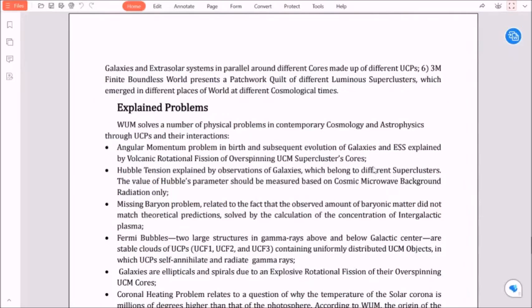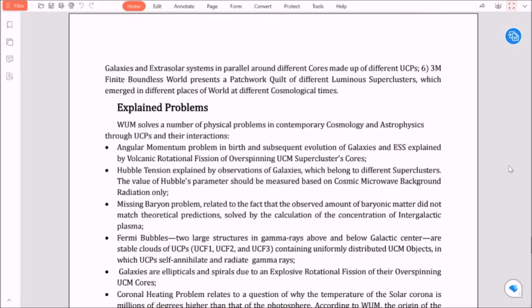Explained problems. WUM solves a number of physical problems in contemporary cosmology and astrophysics through UC particles and their interactions. The angular momentum problem in the birth and subsequent evolution of galaxies and extrasolar systems is explained by explosive rotational fission of overspinning UC matter superclusters. The Hubble tension is explained by observation of galaxies which belong to different superclusters. The value of Hubble's parameter should be measured based on cosmic microwave background radiation only.